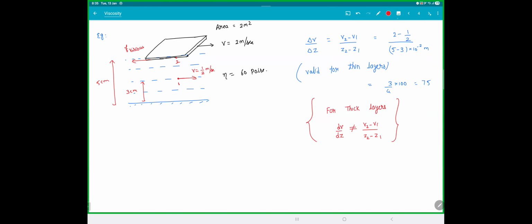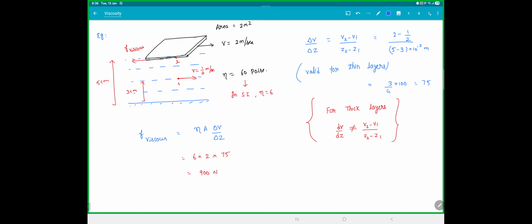So then, if you try to apply the formula F viscous, the minus sign simply indicates the direction. So I'll just get the magnitude. Eta is 60 poise, so I should take 6. Eta A delta V by delta Z. If you remember, this should be taken in SI units. Eta is 6. Area is 2 meters square, and delta V by delta Z is 75. So that would be 150 into 6. That's 900 newtons. The minus sign indicates it is opposite to the relative velocity.